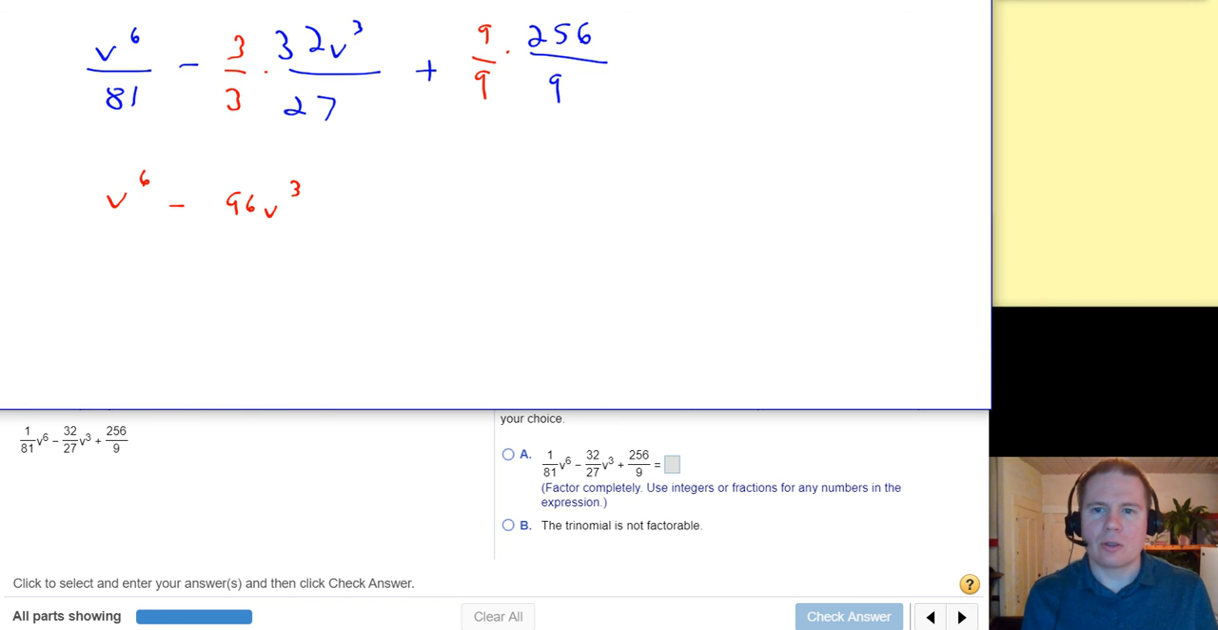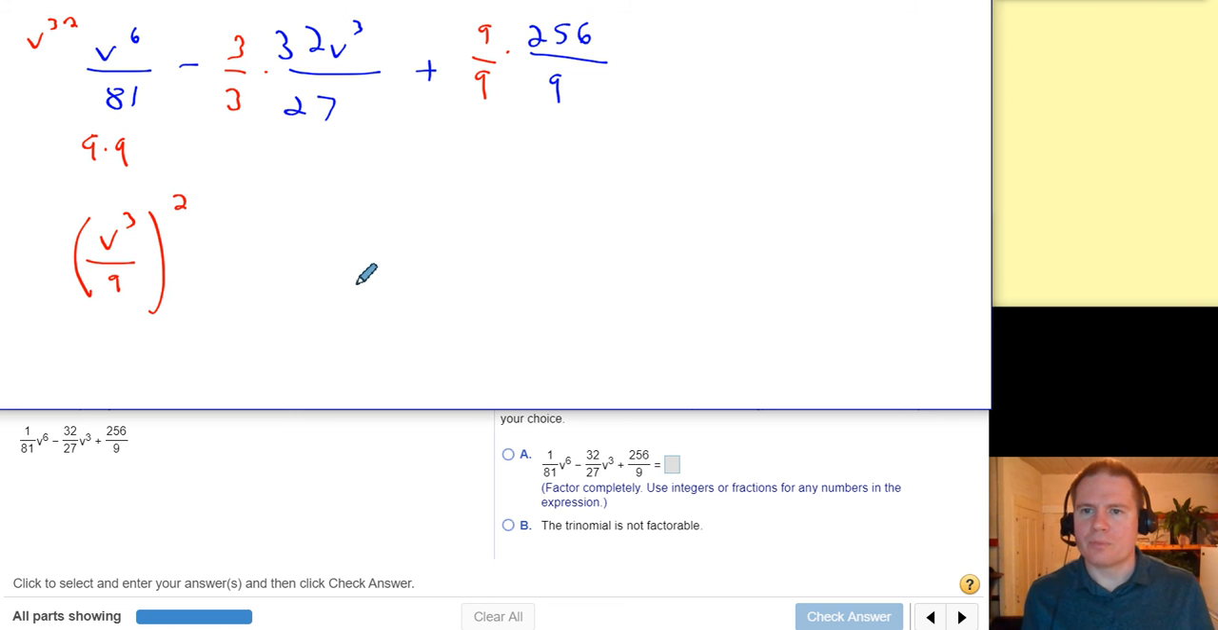Let's back up a little bit here. 81, I said is 9 times 9, right? Well, v to the 6th is also a perfect square. 6 is 3 times 2. So this term here is v to the 3rd over 9 squared, right? V to the 3rd times v to the 3rd, 3 plus 3 is 6. 9 times 9, 9 squared, is 81. So here I have something squared.